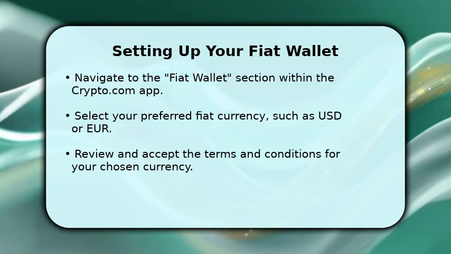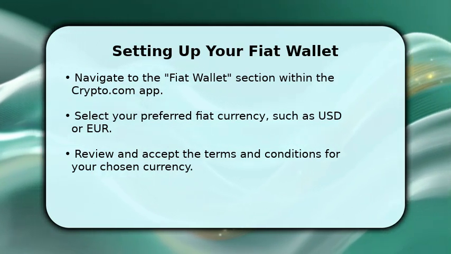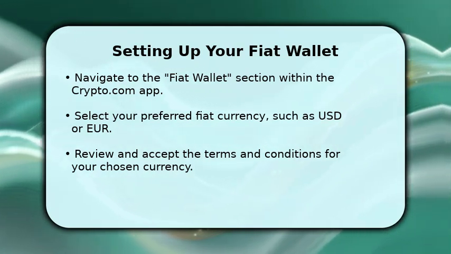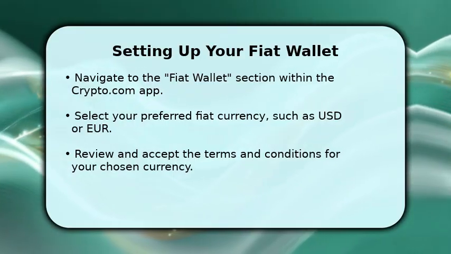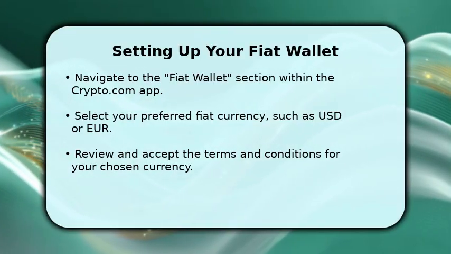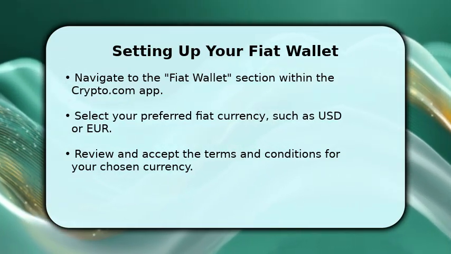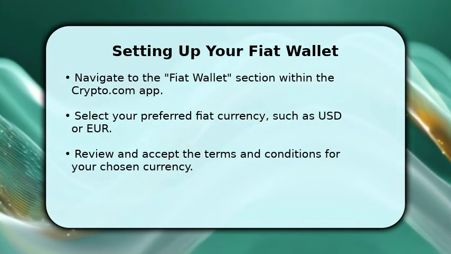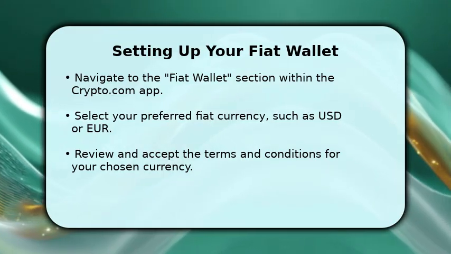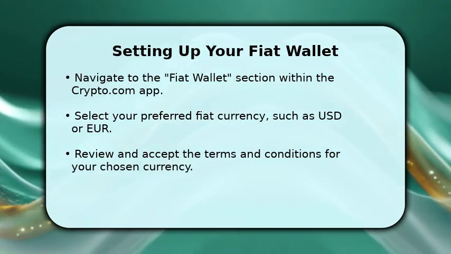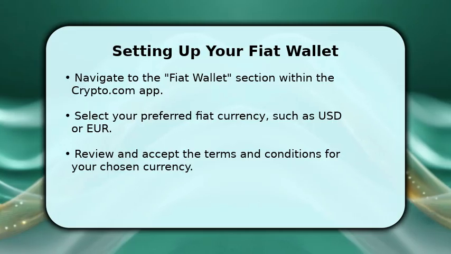To begin, open your Crypto app and tap on the Accounts tab at the bottom. From there, you'll see the Fiat Wallet option. Select it and then choose your desired currency, like US dollars or euros. Make sure to carefully read through the terms and conditions presented. Once you understand and agree, accept them to proceed with setting up your wallet.